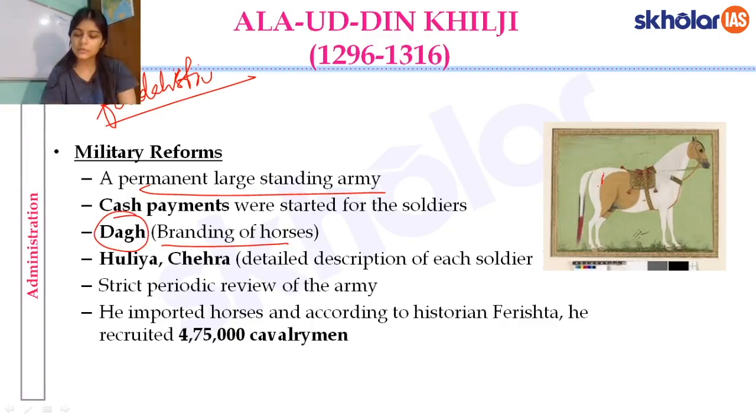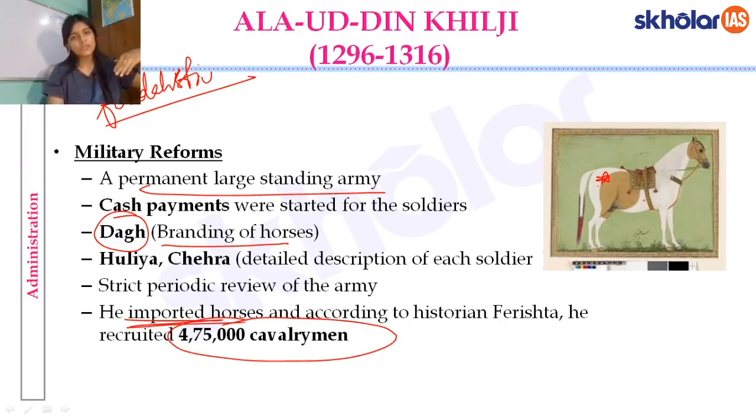So some kind of a symbol or some branding they would do on the horses to identify that, oh, these are the best quality horses which I want to put in my army, because there was a reliance on a strong cavalry basically. And this is why he would have around 4,75,000 cavalrymen, right? And you can see he was importing horses, so he does not want any low quality horses in his cavalry. So the imported best quality horses would be branded in order to identify or differentiate the horses of the Sultan's army. Then Hulia and Chehra.